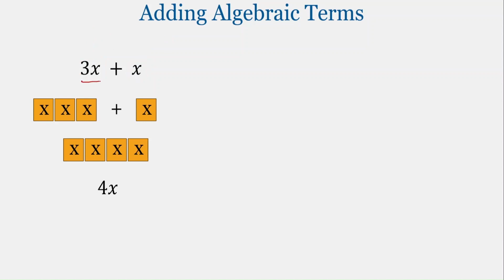Now 3x, that is 3 x's. So we have 1, 2, 3 x's here. And then we're going to add one more x. Well, that's 4 x's, and we write that as 4x. So 3x plus x is 4x.